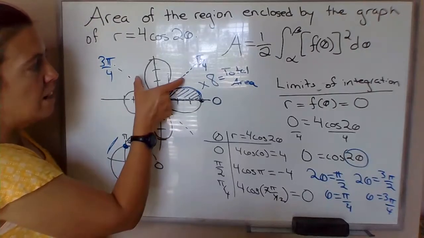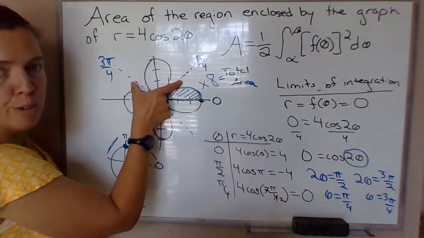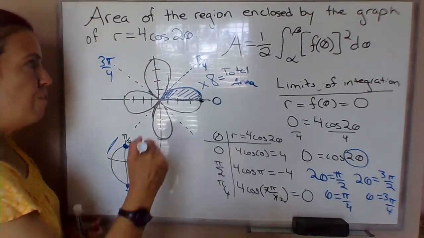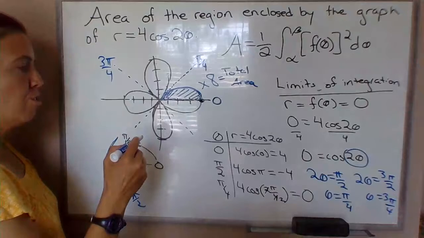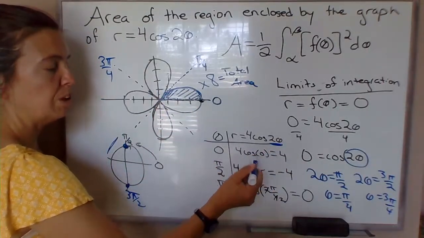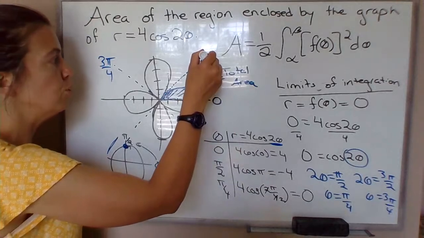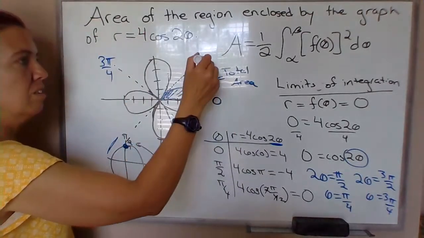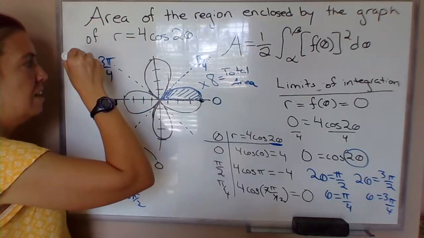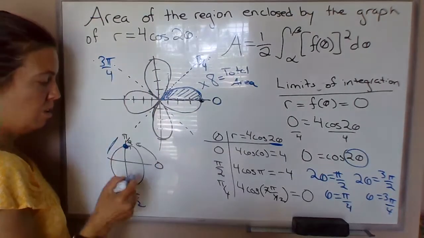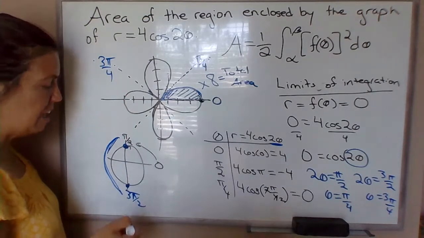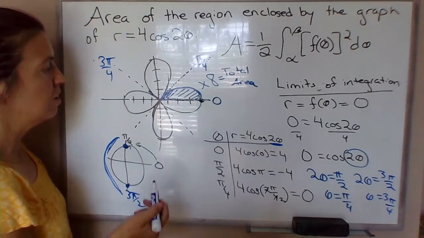So if you decided to use pi over 4 to 3 pi over 4 to frame one leaf of this graph, so if theta is going from pi over 4 to 3 pi over 4, that means that this 2 theta inside of our expression for r would go from pi over 2. So this would be 2 pi over 4, so that's where I'm getting pi over 2. And then 3 pi over 2. So pi over 2 to 3 pi over 2, that's where r is negative. And it's negative over that entire interval, so that would work.